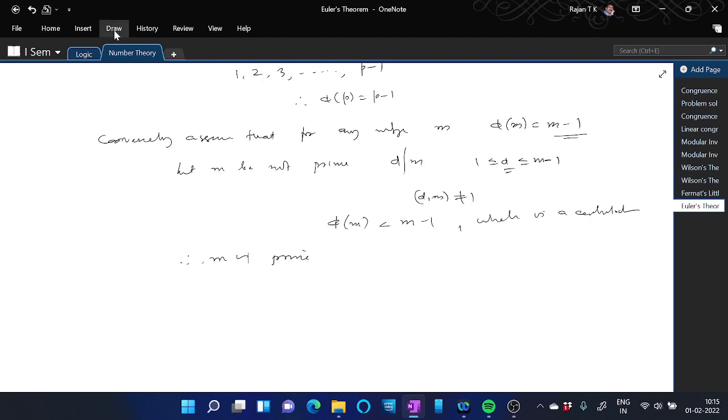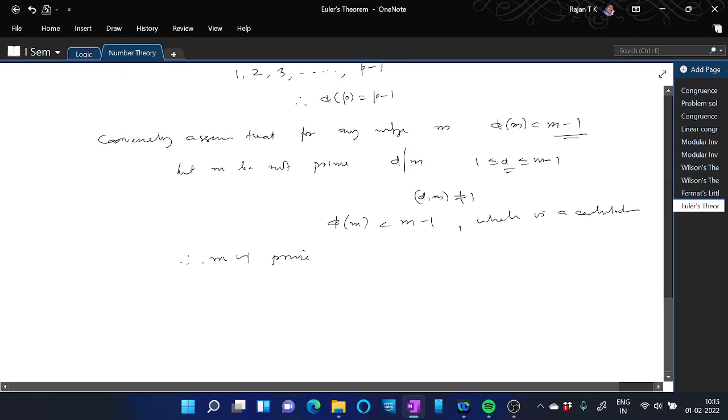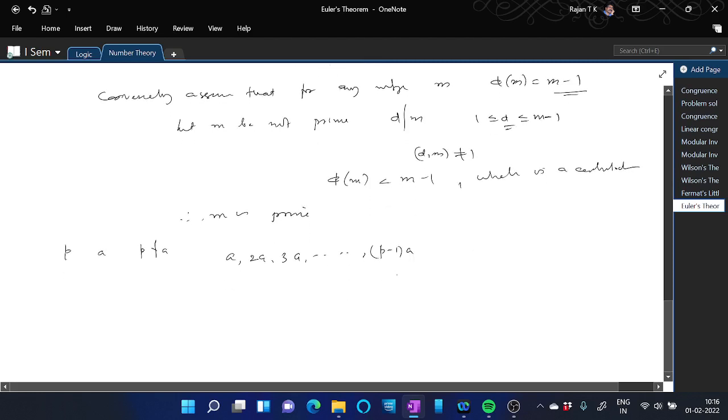Now, let us have certain observations. Earlier, while proving Fermat's little theorem, we used a fact that if p is a prime number and a is any integer such that p does not divide a, then the residues of these multiples of a, that is a, 2a, 3a, etc., (p minus 1) times a, is actually a rearrangement of 1, 2, etc., p minus 1 modulo p. That is, the residues of the integers a, 2a, 3a, etc., (p minus 1)a modulo p are a permutation of 1, 2, 3, etc., p minus 1.